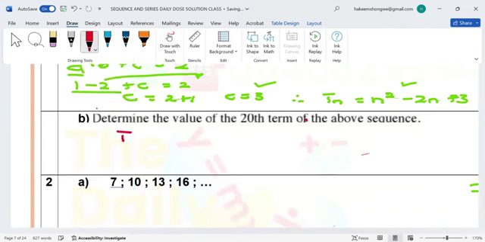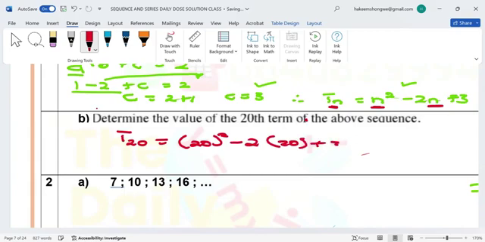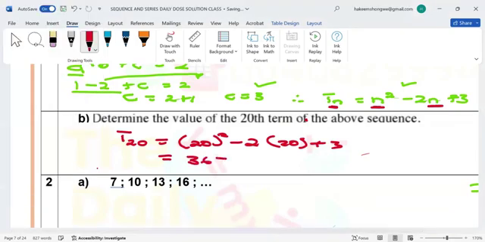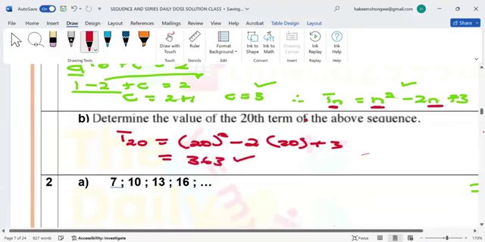So we have T20. Instead of n here, we come and put 20. Then we are going to have 20 all squared minus 2 multiplied by 20 plus 3. Now you type this in your calculator. If you type this in your calculator, it's 363. Yeah, and then we'll give you 1 mark for something like this.